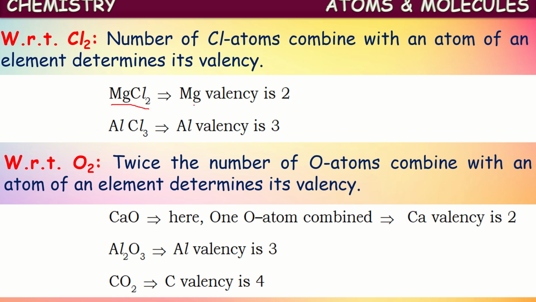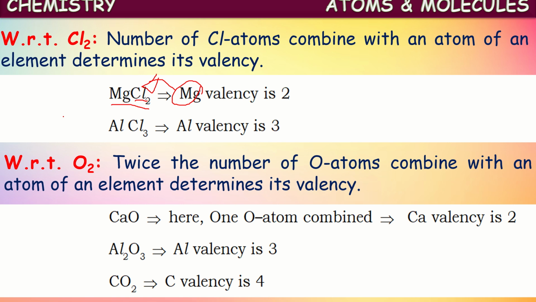Example, magnesium chloride. In magnesium chloride, each magnesium is able to combine with how many hydrogens? Sorry, how many chlorines? 2 chlorines. So magnesium valence is 2. The number of chlorines combining with the atom of an element determines the valency of that element. Here magnesium is combining with 2 chlorine atoms, so magnesium valency is 2. AlCl3: in AlCl3, one aluminum combines with 3 chlorines. Therefore aluminum valency is 3.